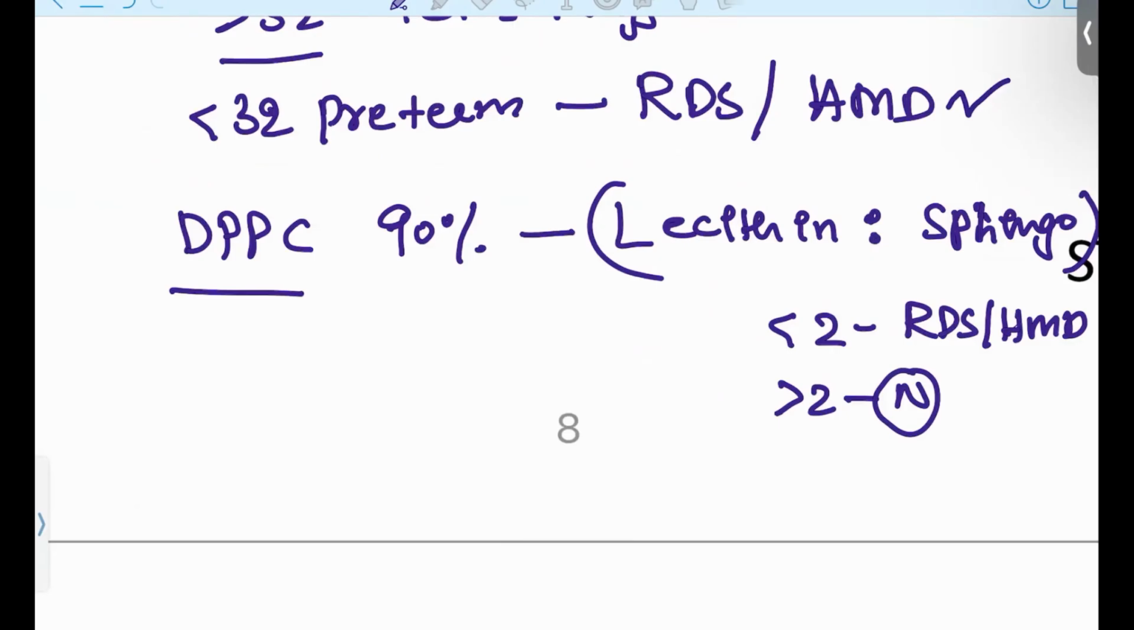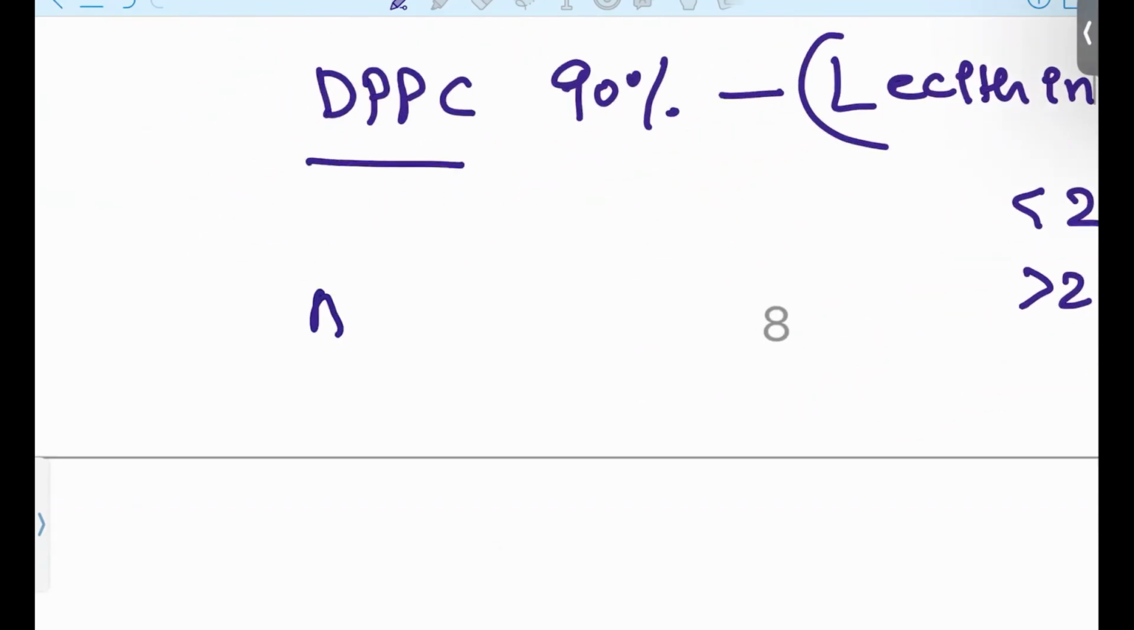And what about the adults? Do adults also have surfactant deficiency? Yes, especially in acute respiratory distress syndrome. In this patient, surfactant deficiency is seen.